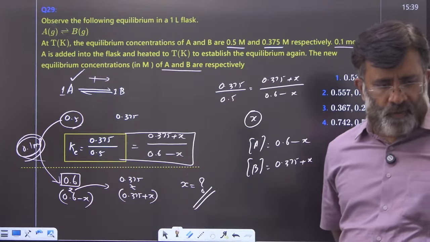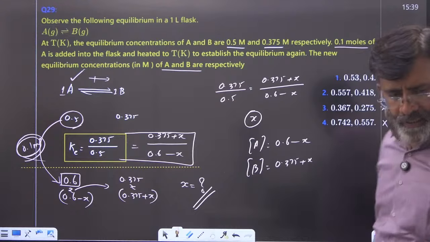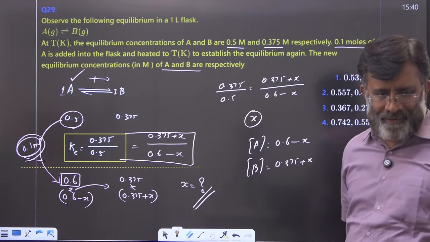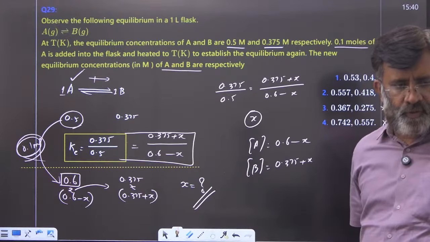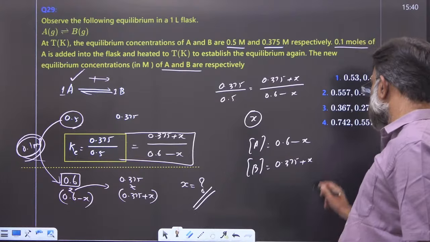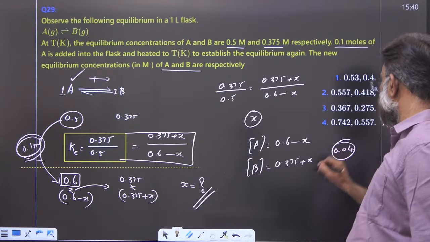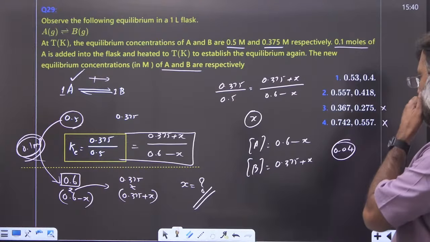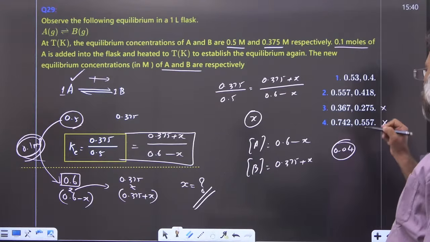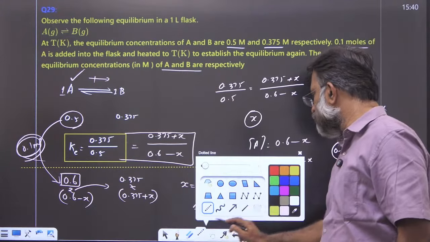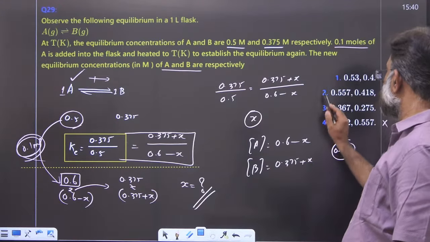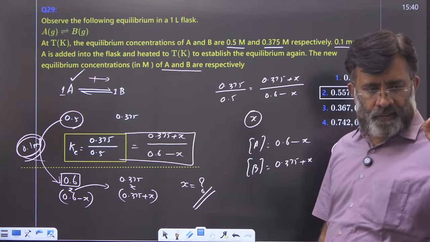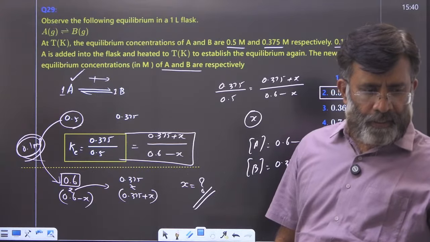Krishna Kumar, please check what X is. X is 0.3 by 7, which is 0.04. Please verify. Then the answer will be 0.6 minus 0.04, which is 0.56. The second choice should be the answer then, if X equals 0.04. If X equals 0.04, the answer should be exactly that.